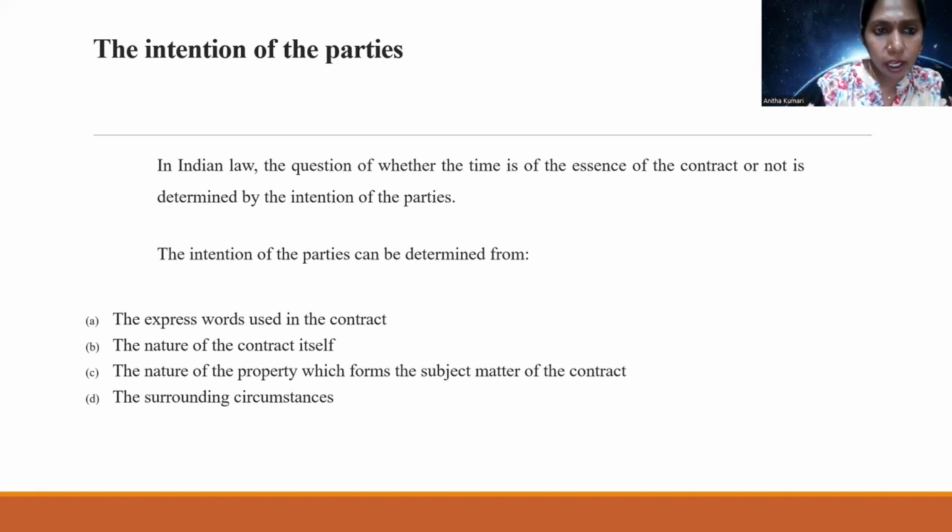So as per the Indian Contract Act 1872, the question of whether the time is of the essence of the contract is determined by the intention of the parties. The intention of the parties can be determined from the express words used in the contract, the nature of the contract itself, the nature of the property which forms the subject matter of the contract, and the surrounding circumstances.